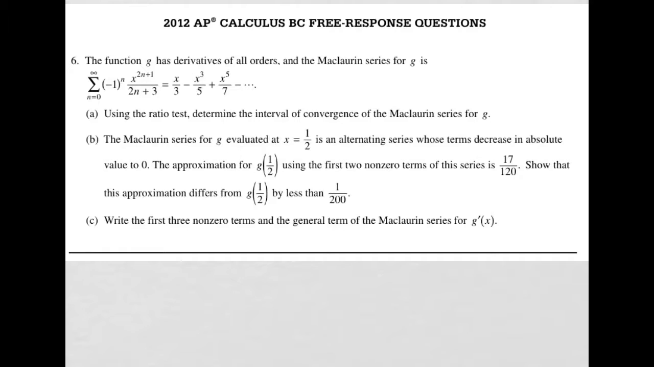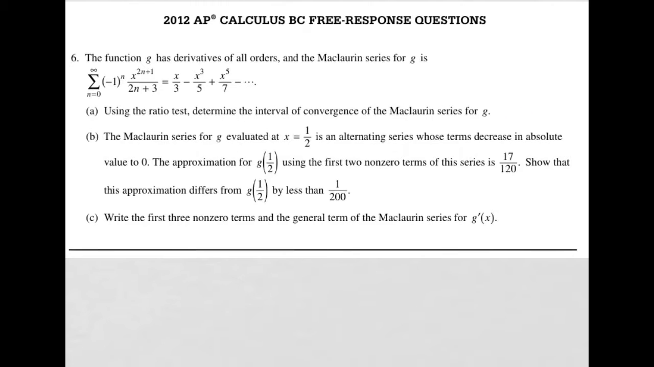Anytime we look at an approximation for an alternating series, I'm thinking about the error for alternating series, which we looked at before, which was the error is at most the term that you leave off. So it says the approximation for G of 1/2 using the first two non-zero terms is this. Show that the approximation differs by less than this. We've had this before. So we'll get the first three non-zero terms, and then the alternating series error can be no bigger than this.